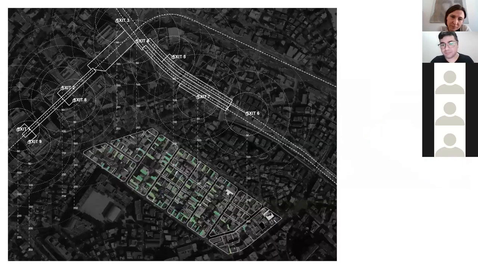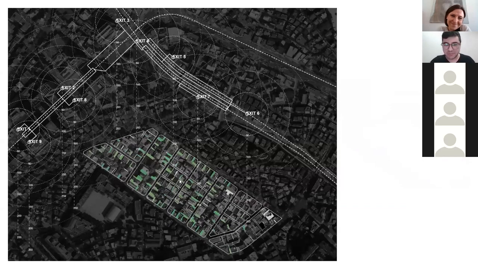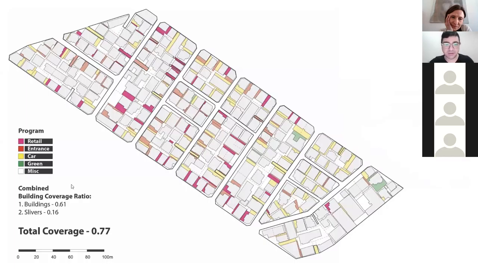to build extra programming. This map was just showing that this is a highly commercial area. It's located here and it's linked to the two lines, which brings a lot of people into the area. And because of that, the use of the in-between space has become highly marketable. So the city only allows 0.6 building coverage ratio, but by using the in-between space, you can get a total coverage of 0.77.